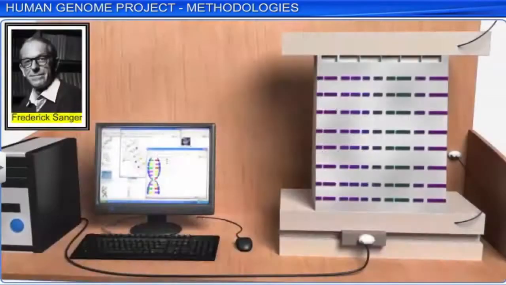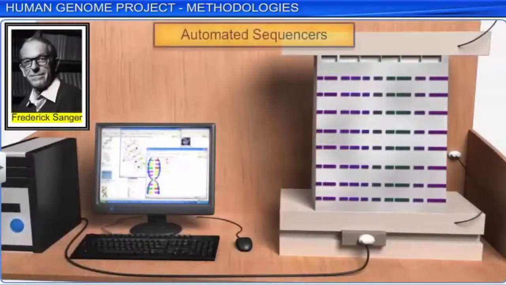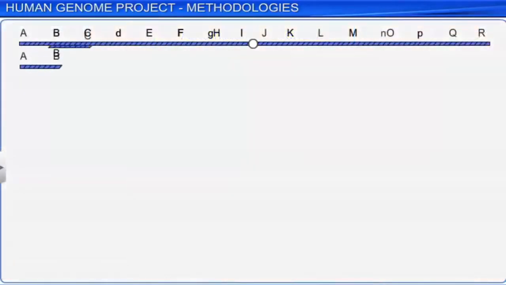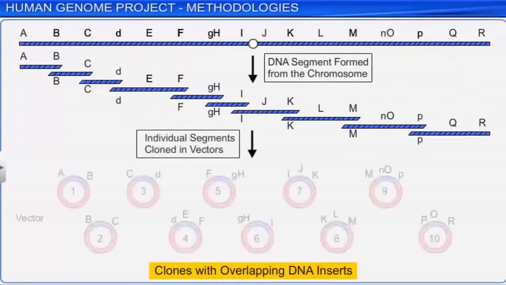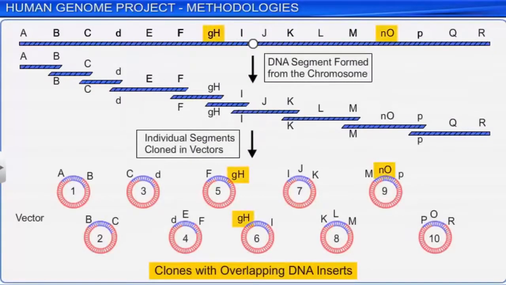Sequencing was then done by automated sequencers that worked on a principle developed by Frederick Sanger, who was also responsible for developing a method to sequence proteins and amino acids. As per Sanger's method, the cloned DNA sequences were arranged based on the overlapping regions present. For this, overlapping segments were generated. However, aligning this was not an easy task.